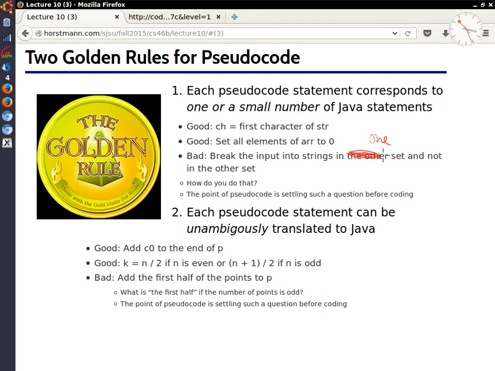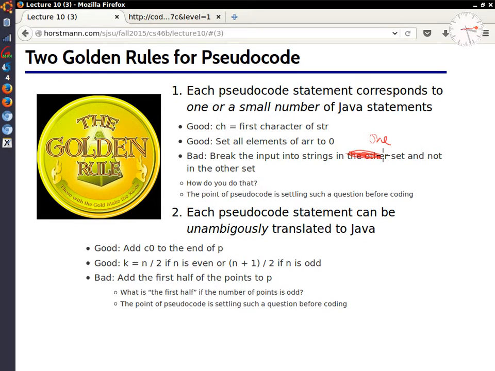So for example, good pseudocode: add C0 to the end of P. Whatever P is, an array or a list or a polygon, and you have C0 and you add it to the end, there's presumably only one way to add it to the end. Bad pseudocode would be: add it to P, because there may be multiple spots where it can be added.